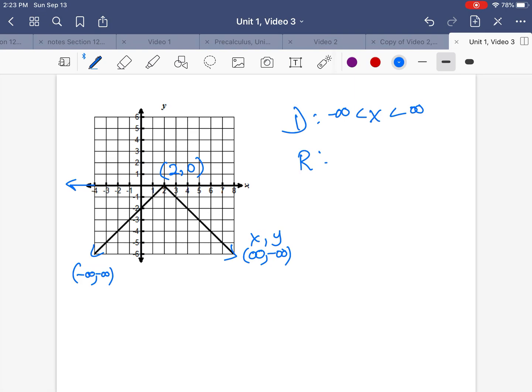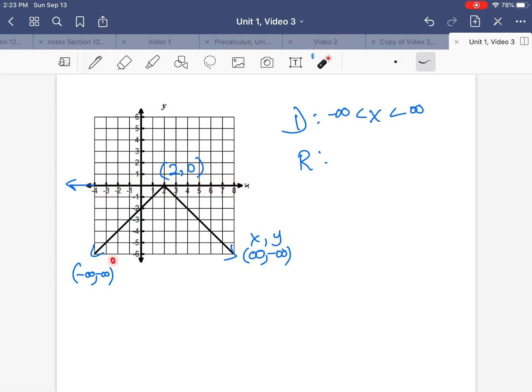My range, on the other hand, let's take a look. The highest the graph goes is right here. Now you might want to be thinking that's 2, but remember that's an x value. I want the y value. So this level is height 0. If you're on the y-axis right here, this is the height 0 that this graph goes to. So that's the highest it goes.